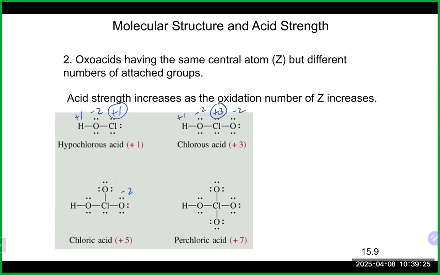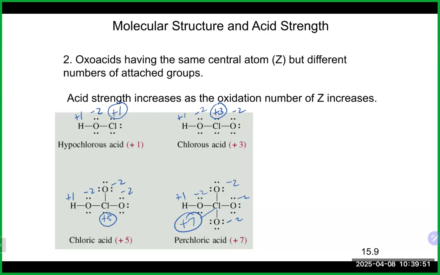Once again, the one we just did: -2, -2, -2, and +1. Going to give us a -5 overall, taking on a +5. And lastly here, -2, -2, -2, and -2, +1 for the hydrogen. That's a -8 + 1 is a -7. The chlorine here is going to take on a +7 in this case.